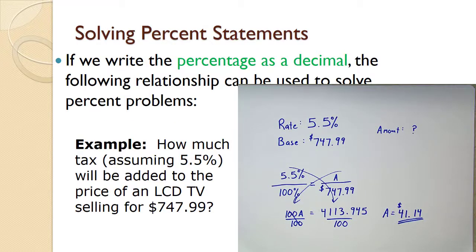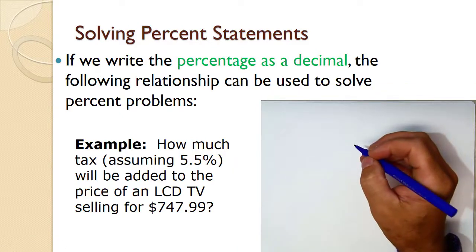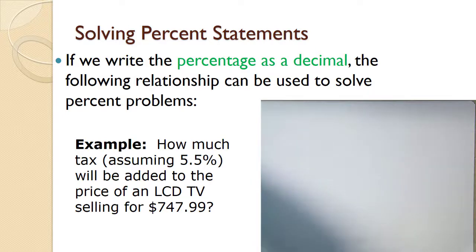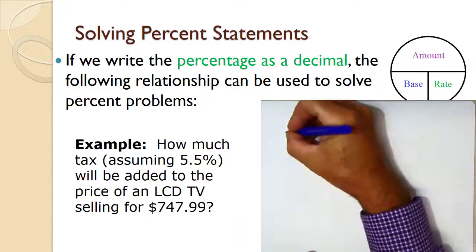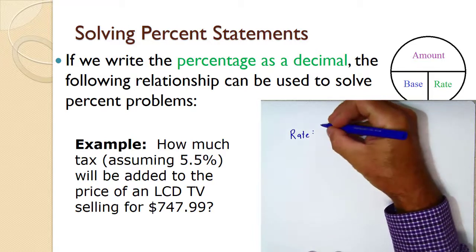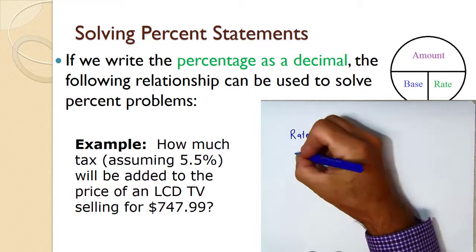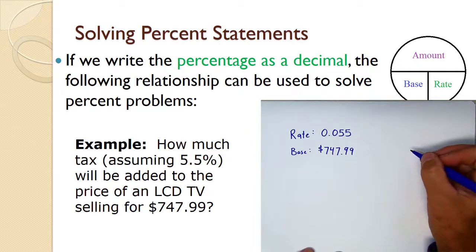And so our second way to solve this is using this relationship on the right. If we put the percentage or our rate as a decimal, then we can plug that into this wheel and solve for the third one as long as we know the other two. So let's solve this problem again. How much tax would we have to add on to that TV if we buy it for $747.99 at 5.5%? Well, this time we're going to say that our rate is 5.5%, but we're going to treat it in decimal form, so 0.055. Our base is still $747.99.